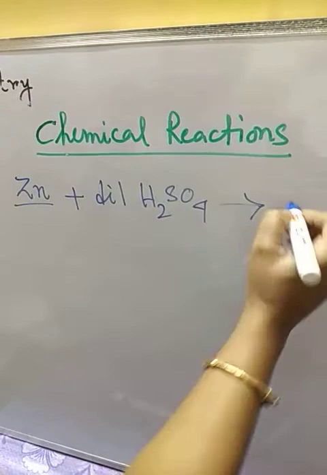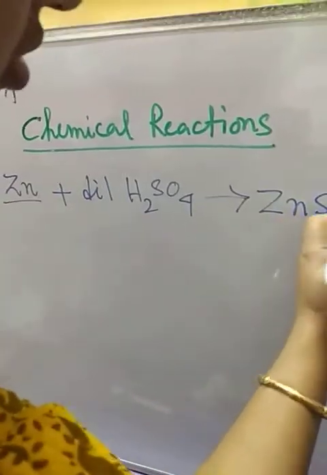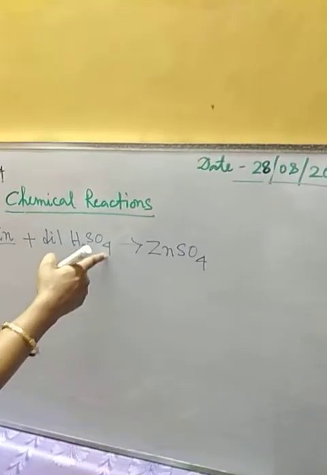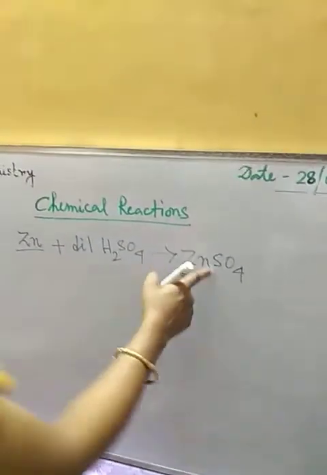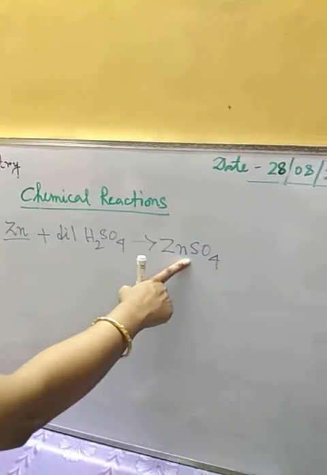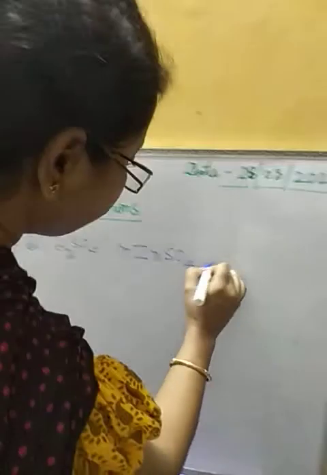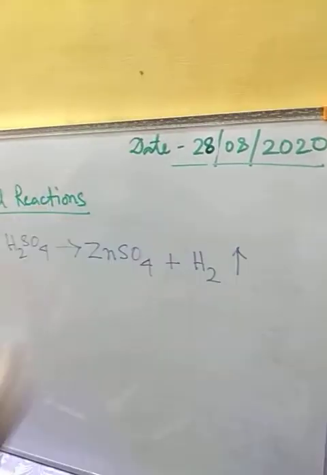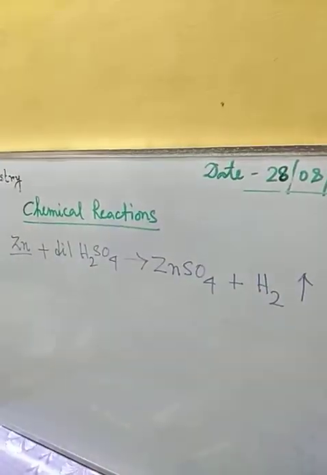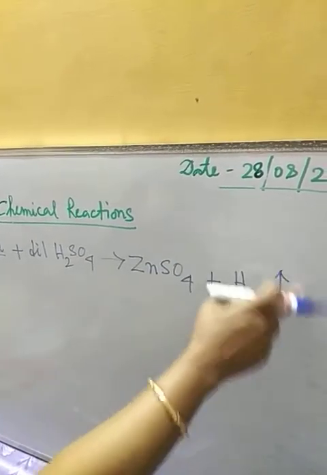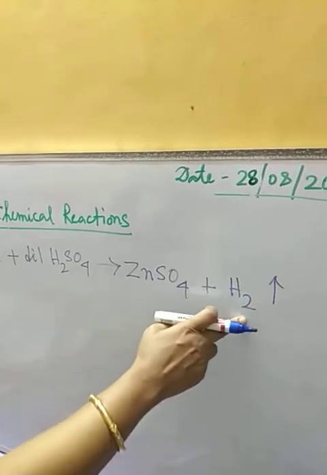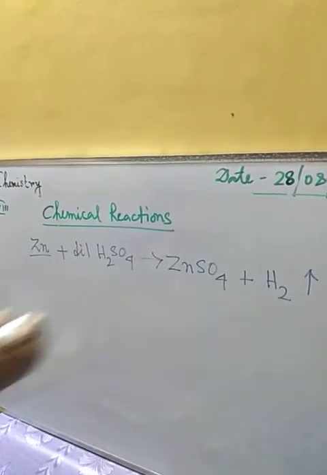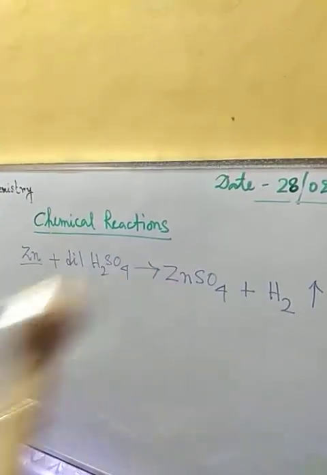So here, Zn plus H2SO4 will produce zinc sulfate. This sulfate will combine with zinc, so we get zinc sulfate salt in solution, along with hydrogen gas. As this is a gas, we have to give an upward arrow there. Because of this arrow, we can understand that hydrogen is in gaseous form. So let us do this reaction.